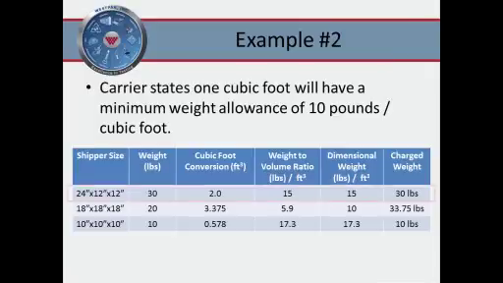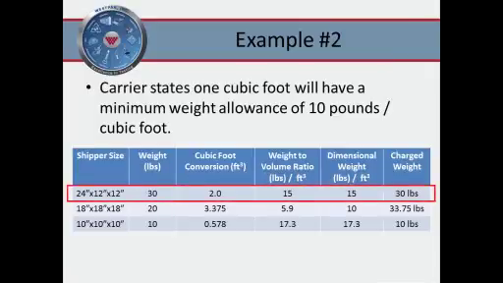So with this example, our first shipper is 24 by 12 by 12. With a 24 by 12 by 12 shipper that weighs 30 pounds, you convert it, and that's equal to 2 cubic feet.